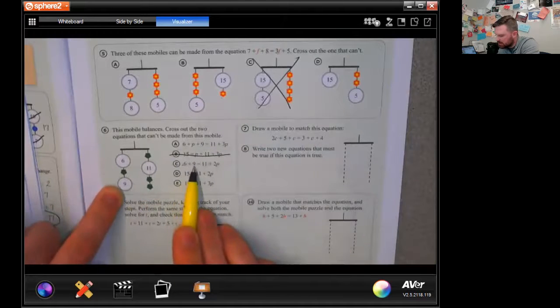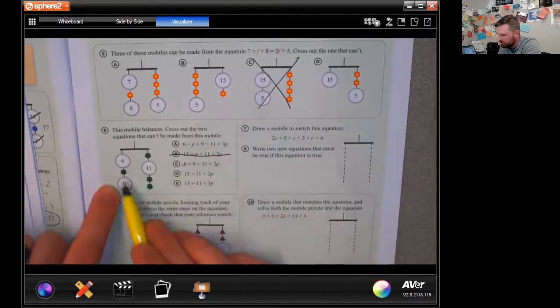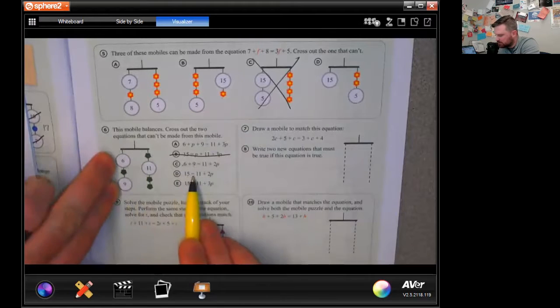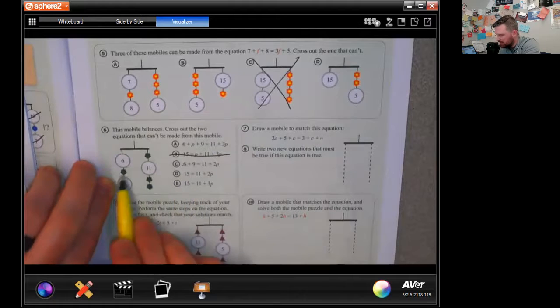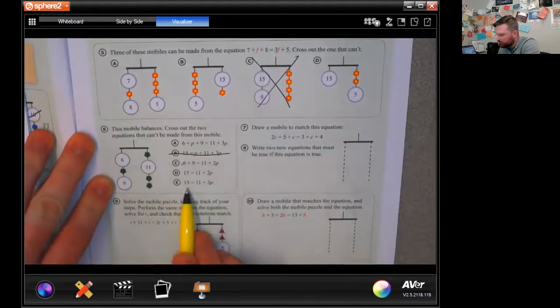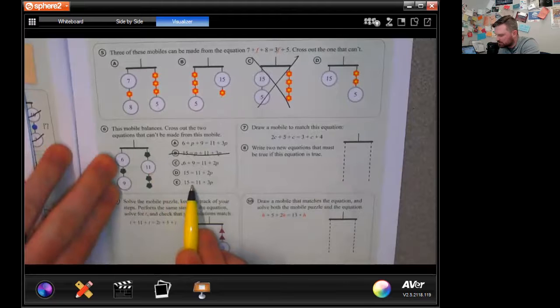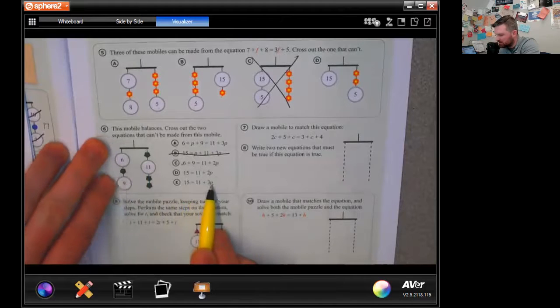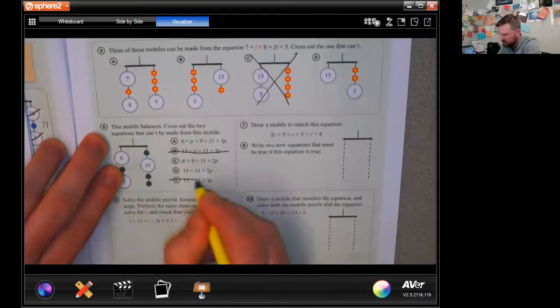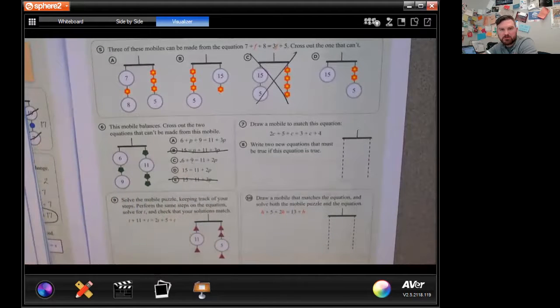6 plus 9 equals 11 plus 2, so they marked out one of the pentagons. 15 plus 11 plus 2p, so again they combined these like terms and crossed out a pentagon. 15 plus 11 plus 3p, so they just got rid of this one but still had 3 over here, so that cannot happen.